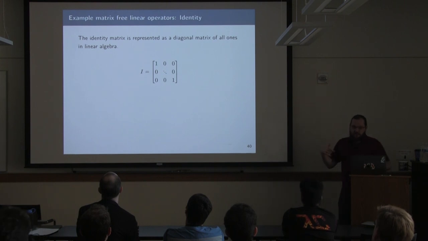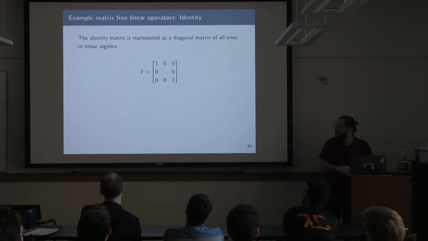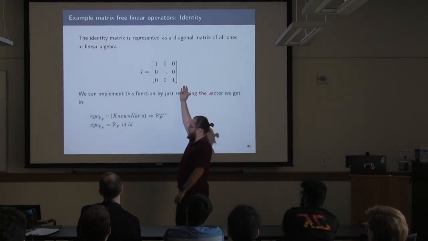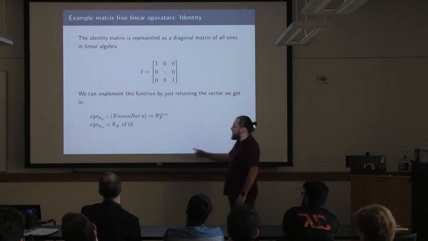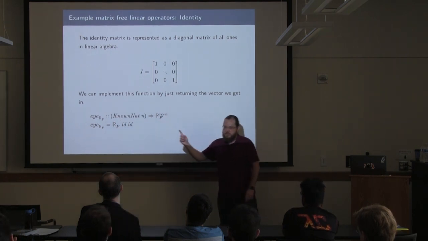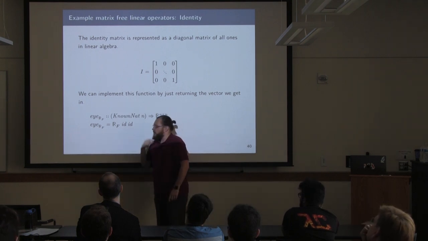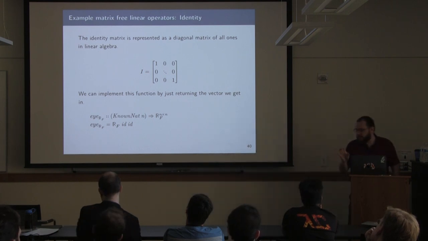So let's look at some example matrix-free operators. There's the identity matrix, which everyone knows and loves. It's one of my favorites. So the identity function, really all it does is it takes your input vector and returns it to you, right? And it has to be square. So here, given that we know a constraint of known nat size n, we return a matrix of size n by n, or a matrix-free version of size n by n, where the forward and adjoint functions are both identity, right? So we do nothing to the input that we have.